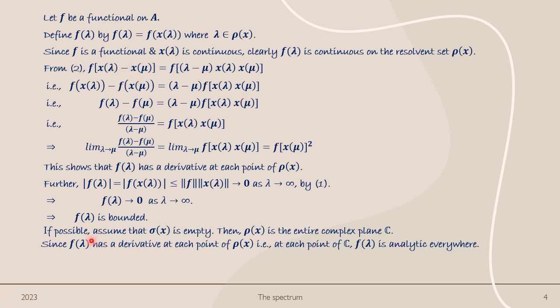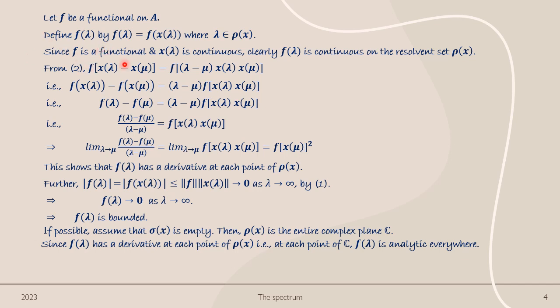Now we will take a functional on A. Let f be a functional on A, or we can say f belongs to A star. We define f of lambda by f of lambda equal to f of X of lambda, where lambda belongs to rho of x.